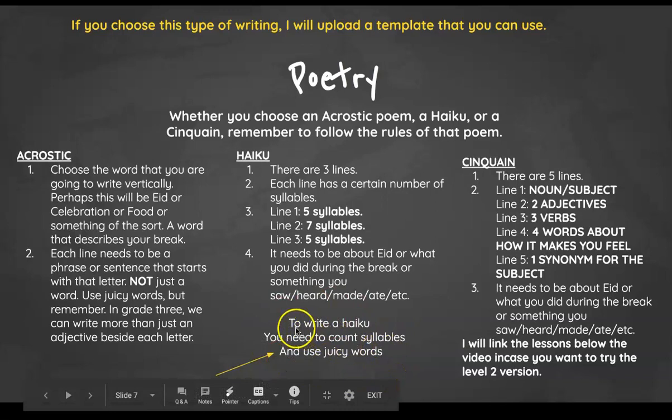The first line, because it's shorter and only has 5 syllables, it goes in the middle like this. The second line kind of stretches out on both sides, and the last line goes back in the middle there, okay? And for the cinquain, there are 5 lines.